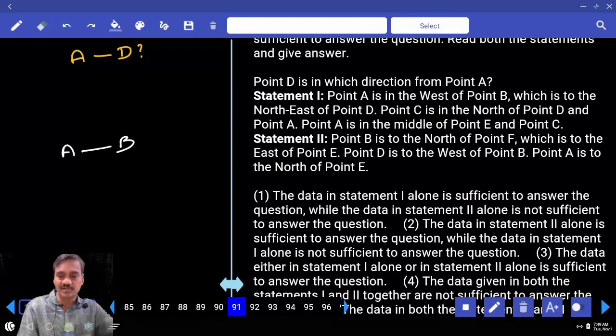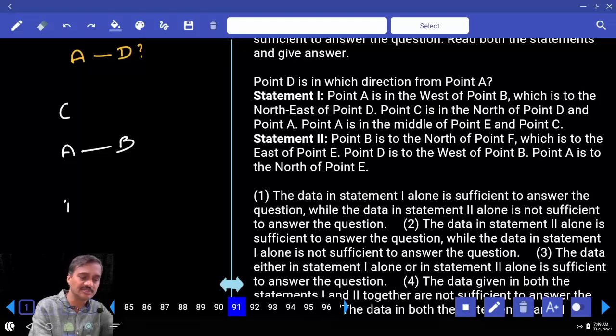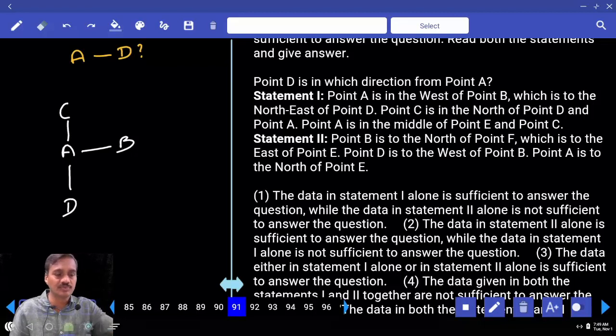And C is in the north of D. And C is the north of D and A. Now C is to the north of both these two persons, D and A. Is that fine? C is to the north of both these two, D as well as A. And next one, A is in the middle of E and C. Then A is in the middle of E and C.